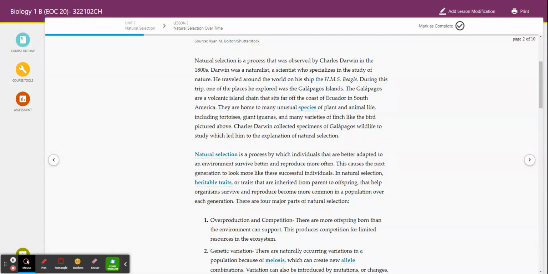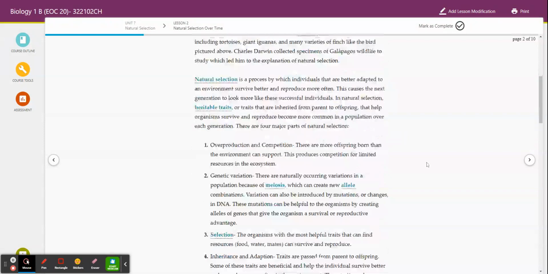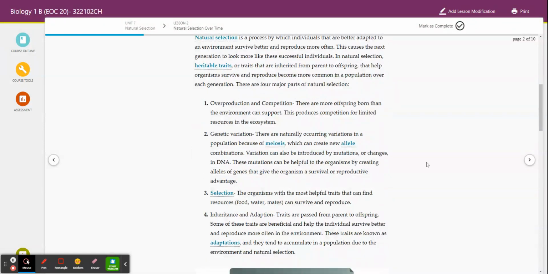Natural selection is a process by which individuals that are better adapted to an environment survive better and reproduce more often. This causes the next generation to look more like these successful individuals. In natural selection, heritable traits, or traits that are inherited from parent to offspring that help organisms survive and reproduce, become more common in a population over each generation.